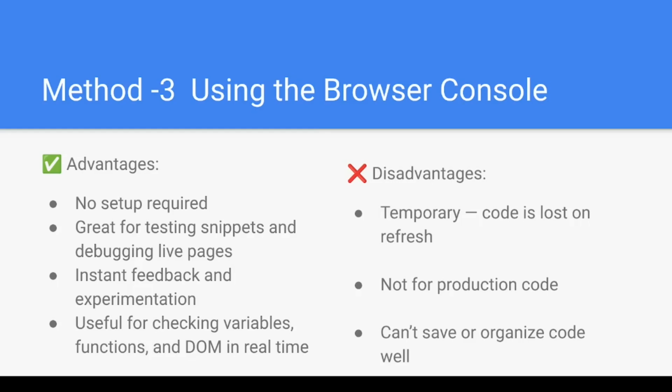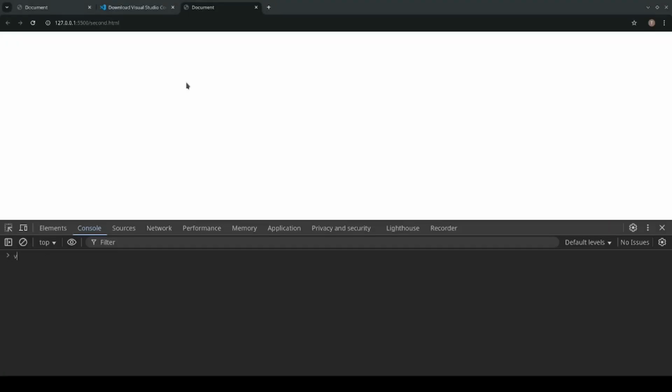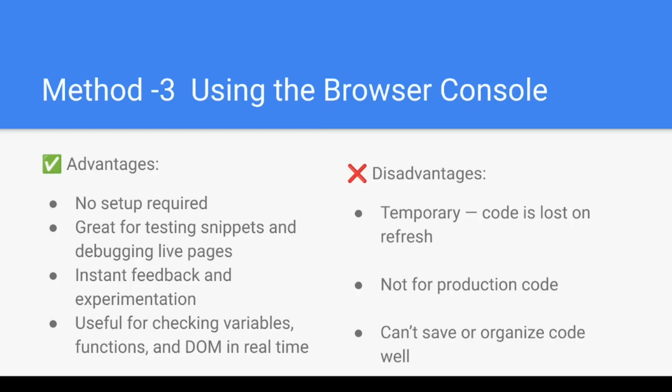This part of using the browser console is very easy to use, and you don't need to set anything up. Just open the console and you can write variables, show any output here using console.log, and it doesn't need any code editor or anything. It is useful for checking variables, functions, and DOM in real time.